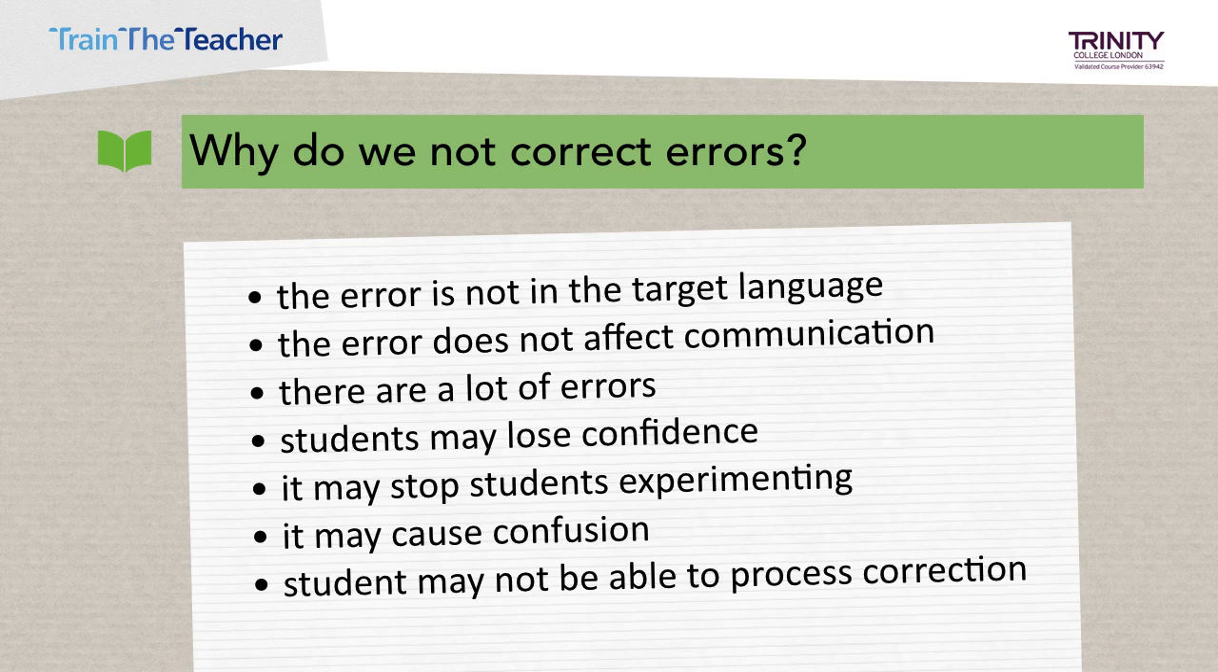They may not be able to process the correction because they haven't perhaps reached a certain level of proficiency where this would be possible. We also need to think about whether the error they have made actually impedes communication to the point where the message is unclear or lost, or if the error does not affect communication and can be, for now, just noted down to be addressed at a later stage.